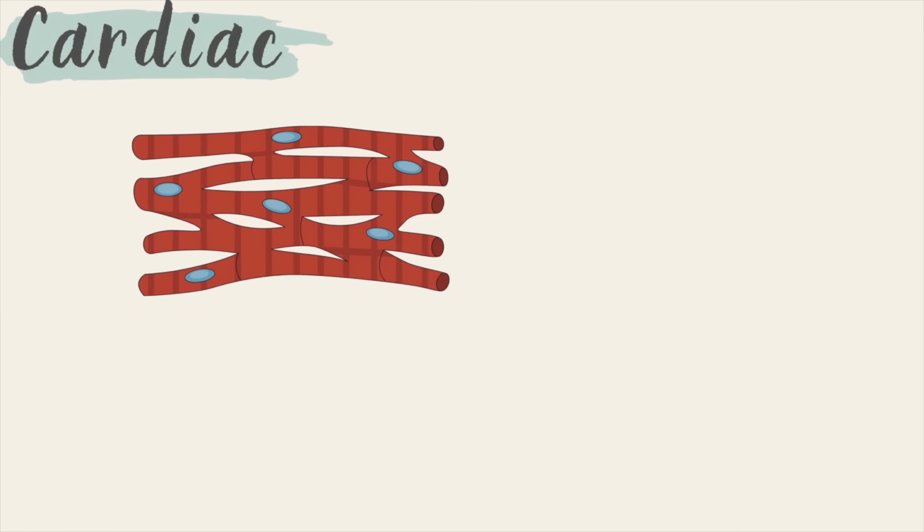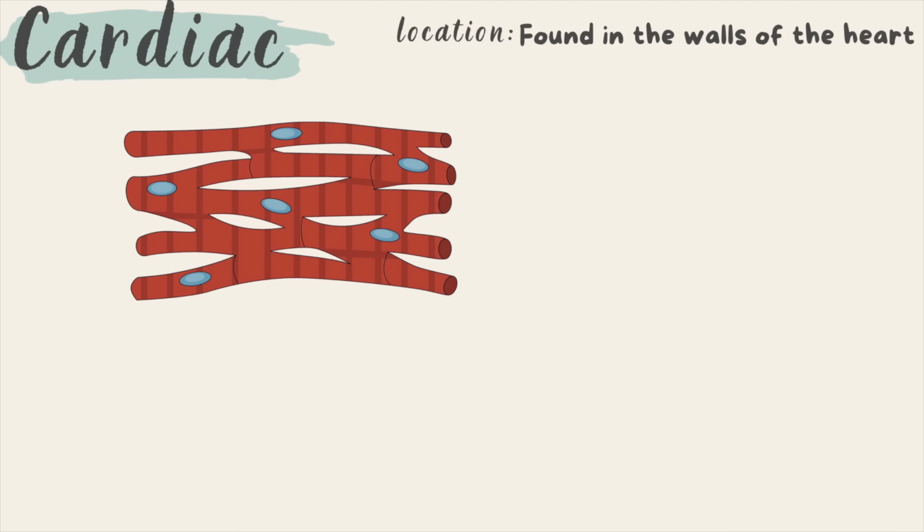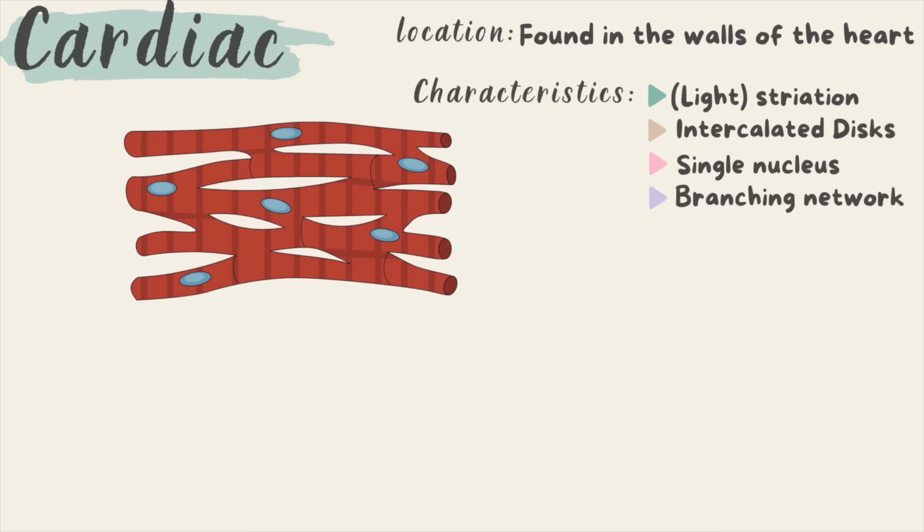Lastly, we have cardiac muscle. This is found in the walls of the heart. Cardiac cells have light striations, intercalated disc, a single nuclei, and a branching network.